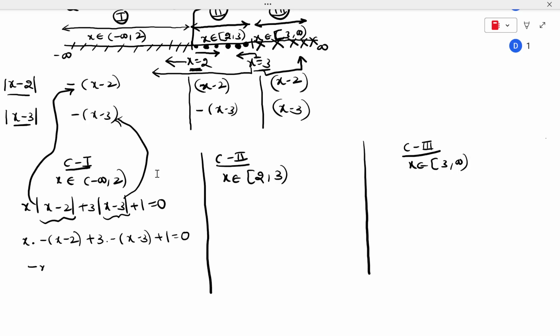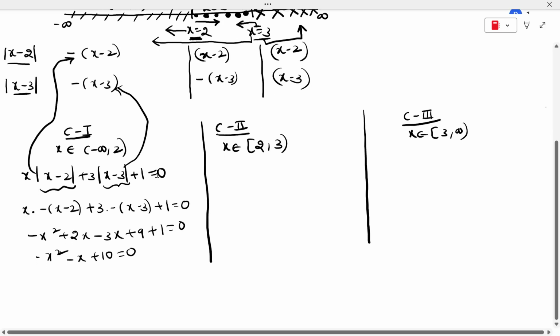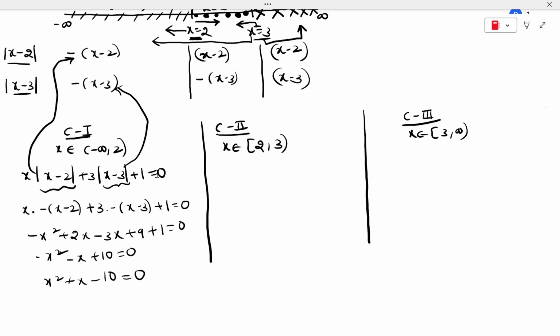So that is minus x square plus 2x minus 3x plus 9 plus 1 is equal to 0. If you solve it, minus x square minus x plus 10 is equal to 0, which is x square plus x minus 10 is equal to 0. To understand if we can have real roots or not, first find the discriminant. Discriminant is b square, that is 1 square minus 4 into 1 into minus 10, which is 41. Yes, 41 is greater than 0.